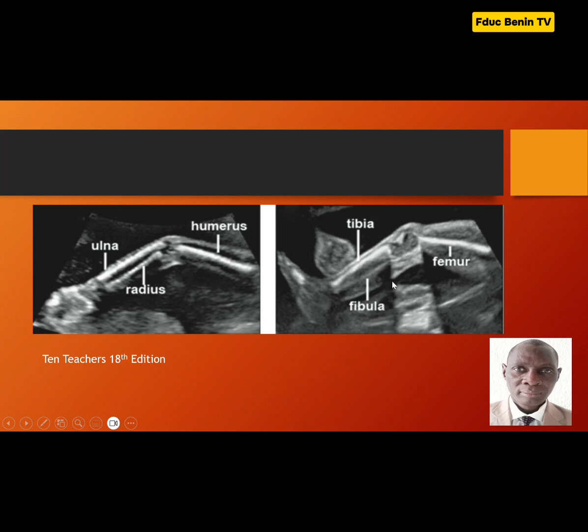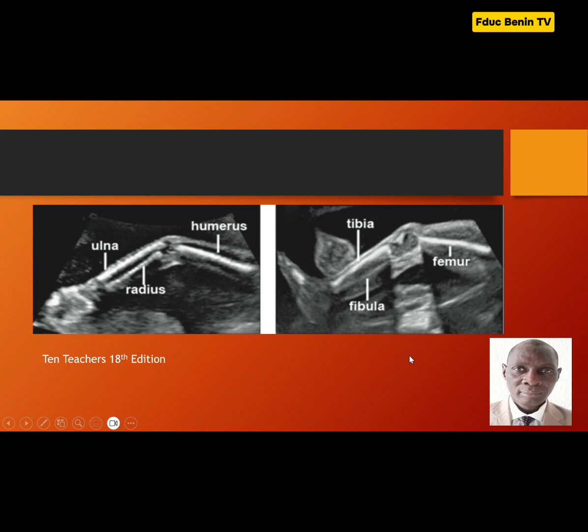Now let's look also at the lower limb. You can see the femur clearly defined, then you can see the knee joint, and if you follow downwards, you will see the two bones, the tibia and the fibula. Now again here, the tibia and the fibula distally end at the same level. However, if you look proximally, you will have seen that the tibia is a bit longer than the fibula.